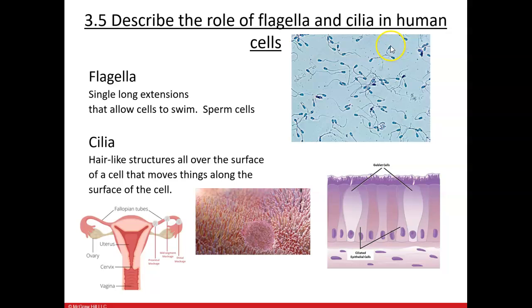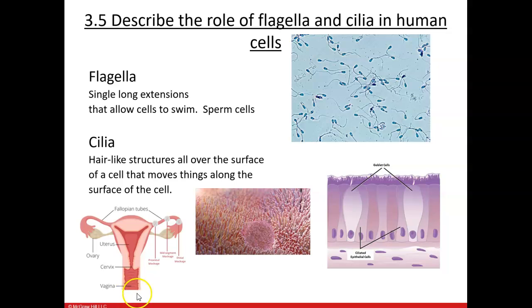So here's like the main part of the cell, and then it's got this tail called the flagella. There's a head and there's a tail. And these tails allow, here's a good one, here's the head of the sperm and the tail. And the flagella allow these sperm to swim up through the vagina.